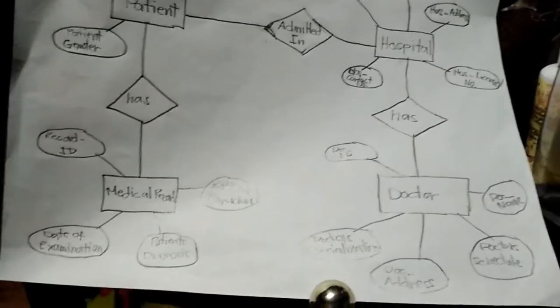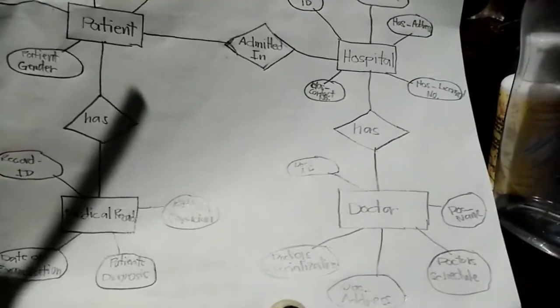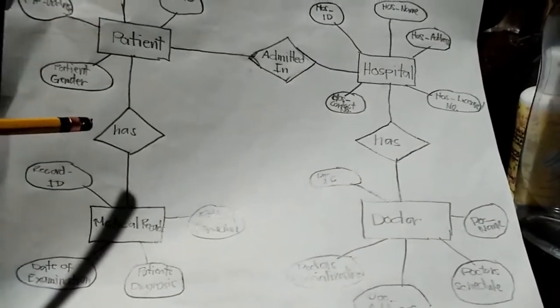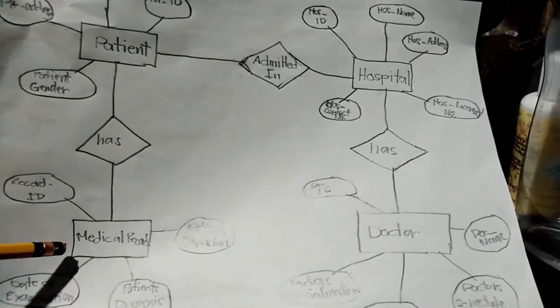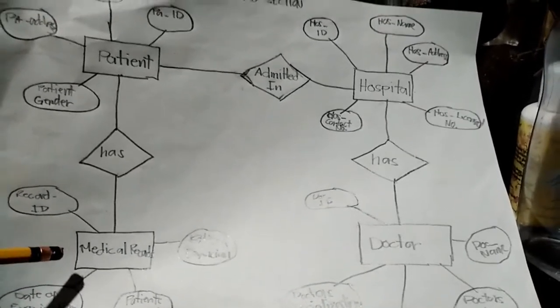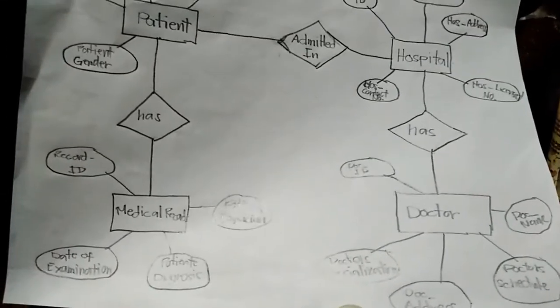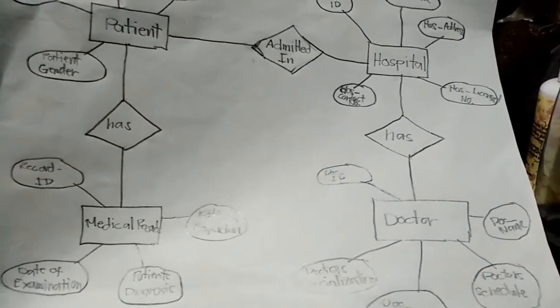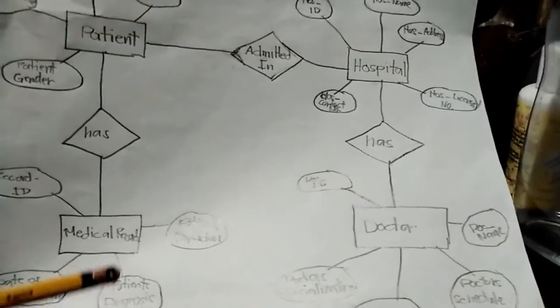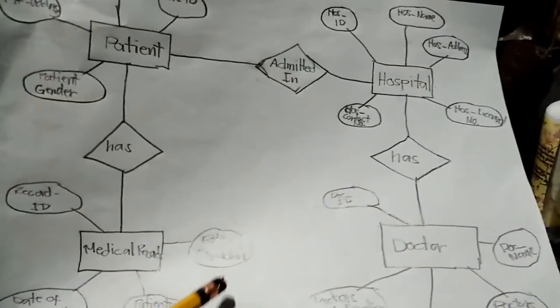And for the medical records, patient has a relationship with medical records. Medical records has the attributes of records ID, date of examination, patient diagnosis, and patient's physician.